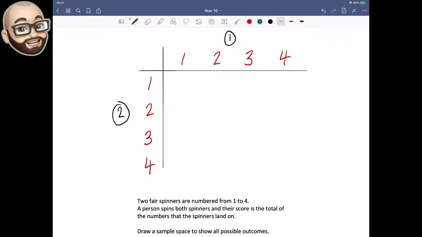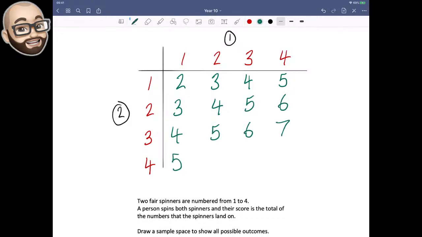And this time, rather than writing out the combination, we're not going to write 1, 1, 1, 2, 1, 3. It says we add the numbers together and that's their score. So all we need to do is add the corresponding numbers in the column and the row. Like this. So that's my completed sample space done already. And there would probably be a follow-up question to this. It would say things like work out the probability that you score a 5 or something like that.